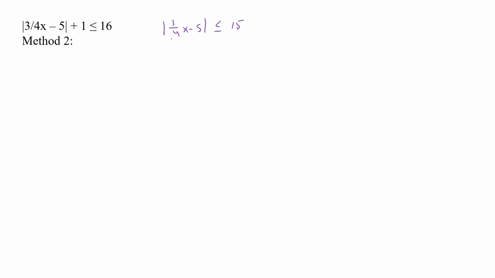And so now let's drop the absolute value. And so we have 3/4 x minus 5 less than or equal to 15, but it's going to be greater than or equal to a negative 15. Okay, so now we're going to do the tripartite, and so we have to add 5 to all three parts. So then minus 15 plus 5 is going to be minus 10 less than or equal to, now we just have 3/4 x less than or equal to, here we have 20.